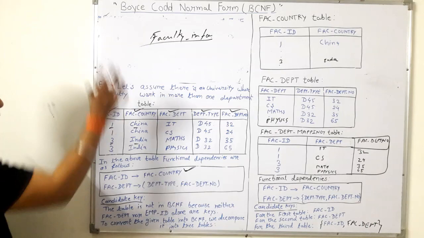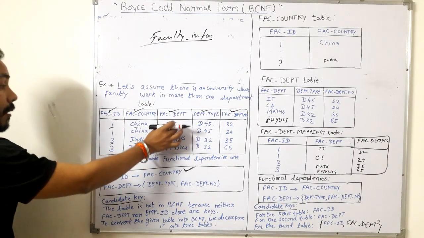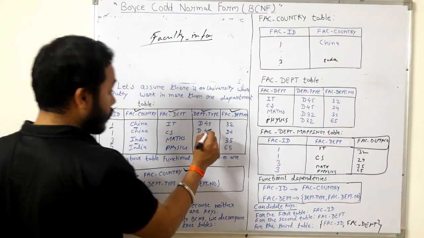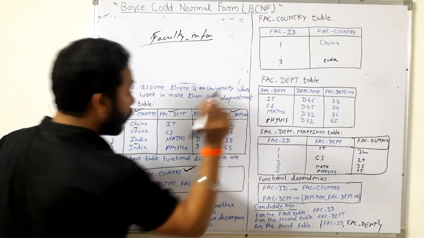Then faculty department implies the IT department. Suppose I am talking about the IT department. Then two parts are involved: this is the type and this is the number.